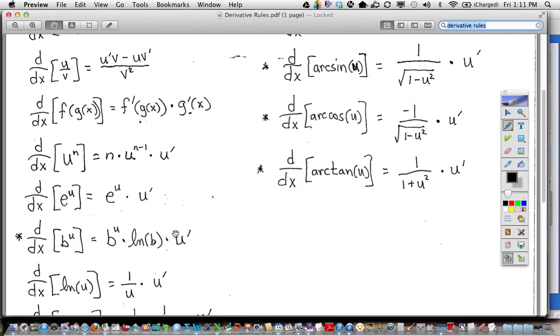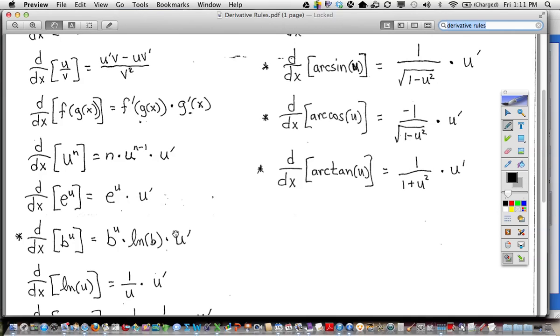And this document is up on the website at the very bottom of our page, on our School Fusion page, in the Files section. It's called Derivative Rules. Okay? And so I've put that up there. So it's arc sine of u, just like the other ones we wrote, is 1 over the square root of 1 minus u squared, and then, of course, times u prime, whatever the inside.